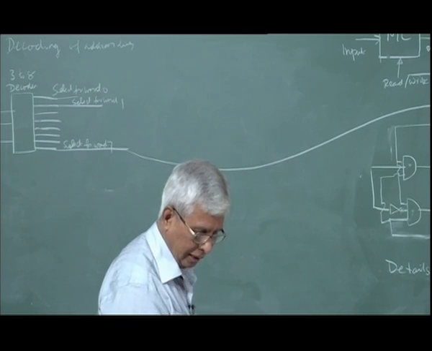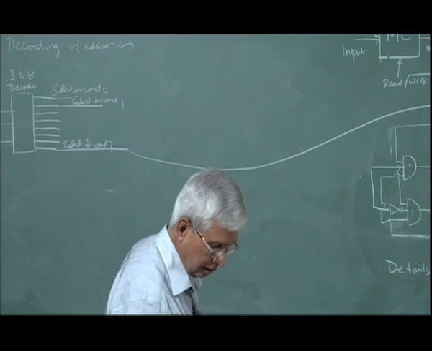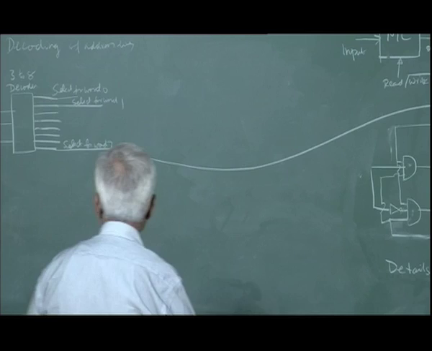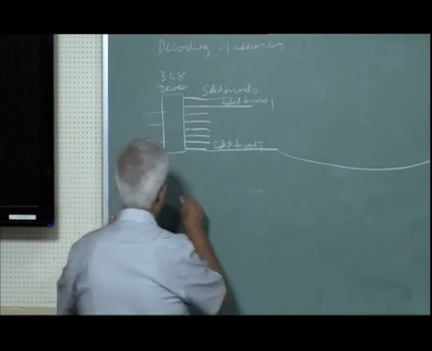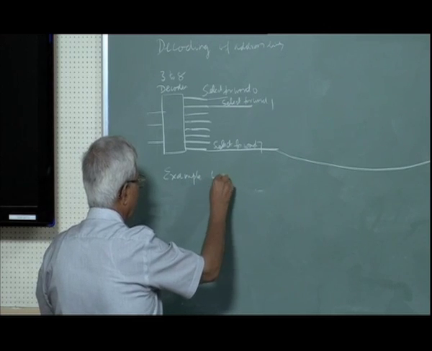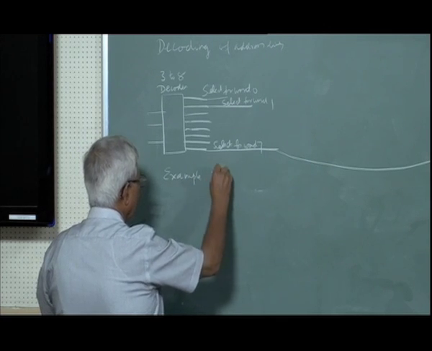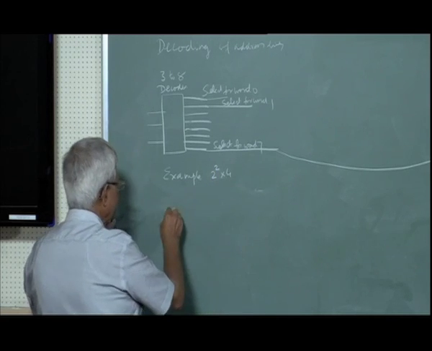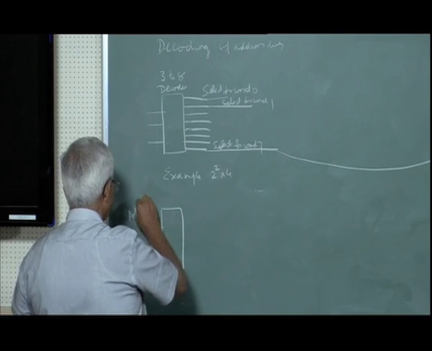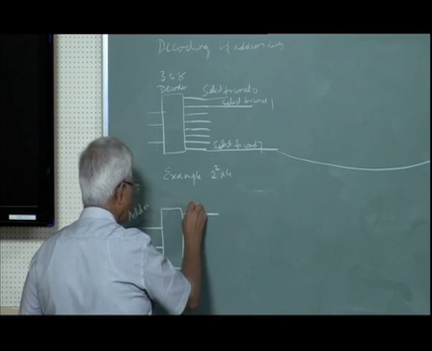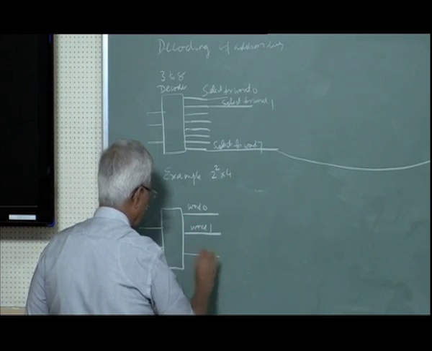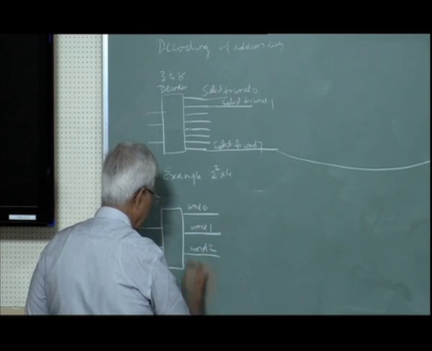To make it simpler, we will take a 4 by 4 example. That means 2 to the 2 times 4, that is 2 address lines. This is word 0, word 1, word 2, word 3.